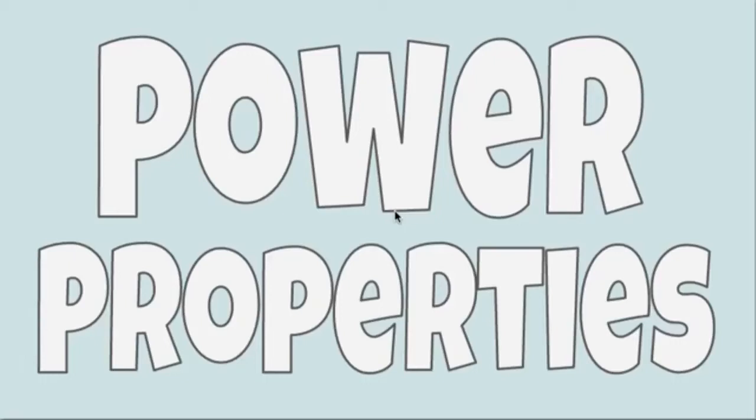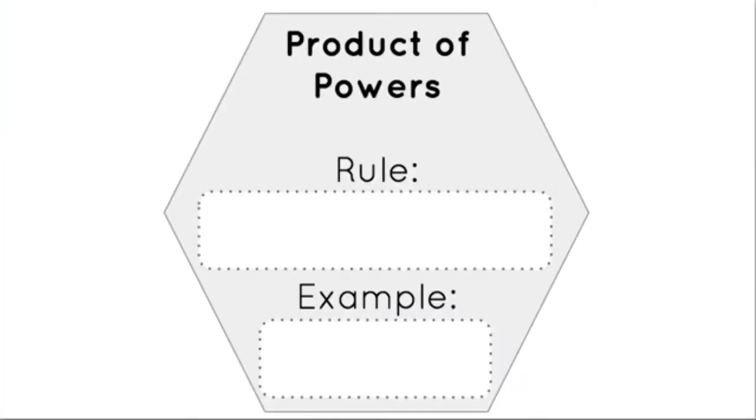All right, so at this point, we've seen a lot of different properties, and now I want to go through and we're going to have one page that summarizes everything we've seen so far. So instead of having to flip through all of your notebook pages to find each of these different properties, we're going to have them all in one place. All right, so I want you to locate product of powers. Should be the top middle.